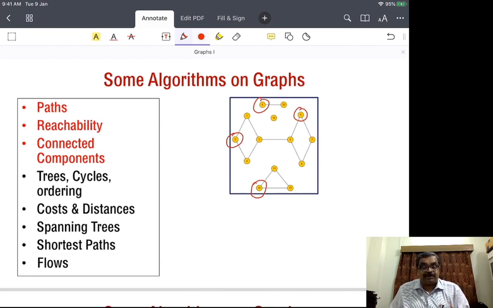So the reachability problem, which set of nodes are connected to each other, or the connected components problem. For example, in this graph, this is one connected component.